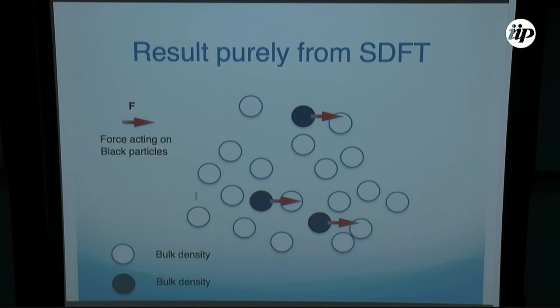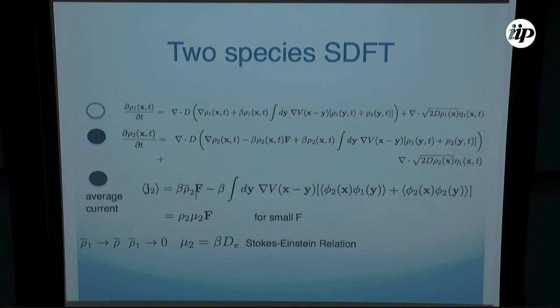So we have the bulk, so they both have a bulk density. And the idea is that I'm going to take the limit where the black particles are very few of them, okay? Now, if I take this, I write down the two-species stochastic density functional theory. You can see that each of these particles, the white particles and the black particles, have their own noise, but they talk to each other because obviously they interact with each other, they don't see the difference, okay? And you have this noise, okay?